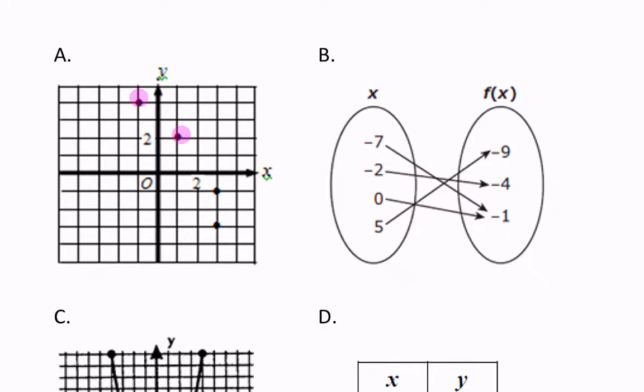Boom, boom, boom, boom. Okay, so there's all my points. Okay, if there is anywhere on this graph that I could draw a vertical line and it will touch more than one, it's not a function. So watch this. Look at this vertical line. Uh-oh, it touched once, twice. That's not okay. So this is not a function.